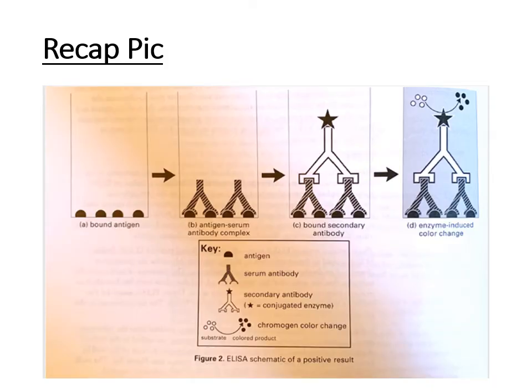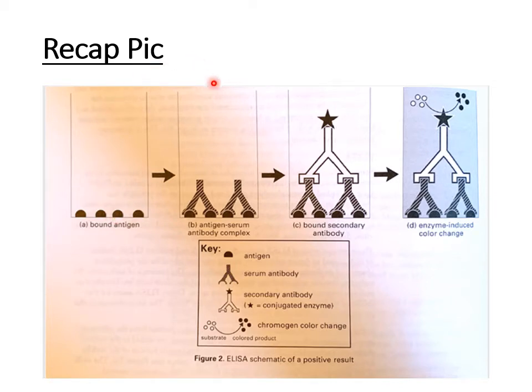So this is just a recap picture so that you can see each step. Like I said, the first step is where you put the antigen. So you can think of this as the suspected pathogen. So whichever thing you're testing for, if the ELISA is for HIV, this will be a piece of protein from HIV. If you're testing for COVID, this will be a piece of that virus. If you're testing for the flu, same thing. It'll be a piece of pathogen protein.